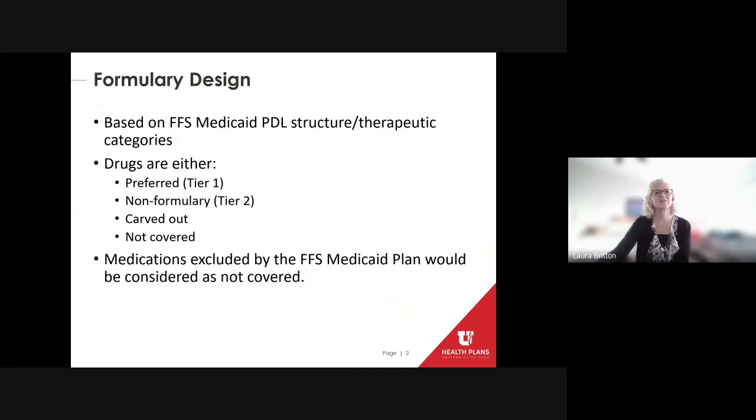All right, thank you. So our formulary is based on the fee-for-service preferred drug list structure and therapeutic categories. We have our drugs categorized as either preferred, non-formulary, carved out, or not covered. And those drugs that are not covered are Medicaid exclusions, so they're not something Healthy You decides not to cover. Next slide.